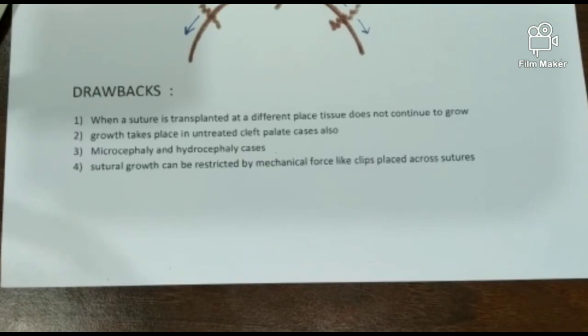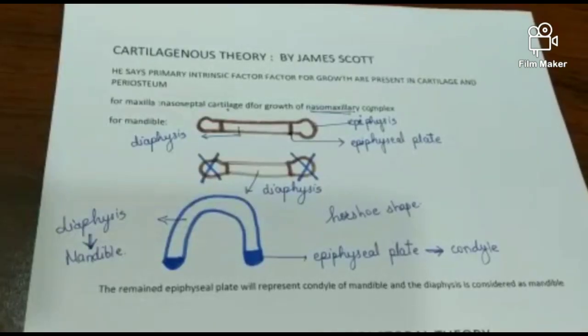The last, sutural growth can be restricted by mechanical force like clips placed across the suture. These all are the drawbacks of the sutural theory. Next theory, cartilaginous theory, given by James Scott. He says primary intrinsic growth factors are present in cartilage and periosteum, while suture is secondary. So he focuses on cartilages.